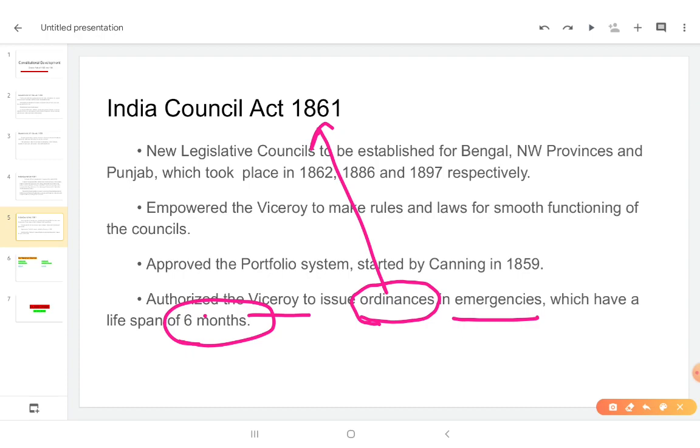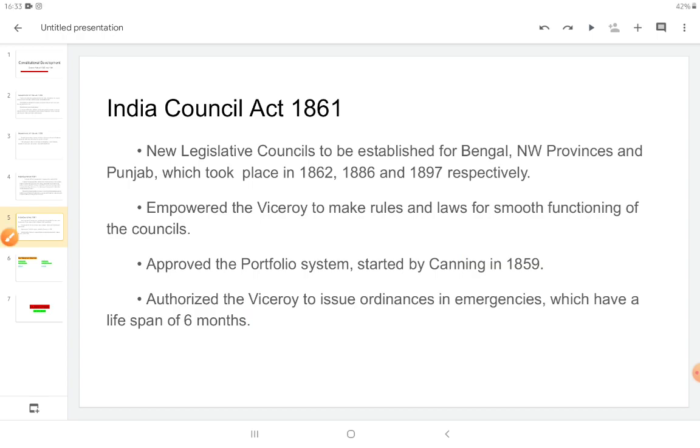Okay, so we will be studying this ordinance making power in present day, which is with the president and the governors, when we will be studying about them. But it started through 1861 Act, this ordinance making power. So this was a small introduction about these two acts, the Acts of 1858 and the Act of 1861. I hope these two are clear now, and you can answer all the questions from these two topics in your exams.